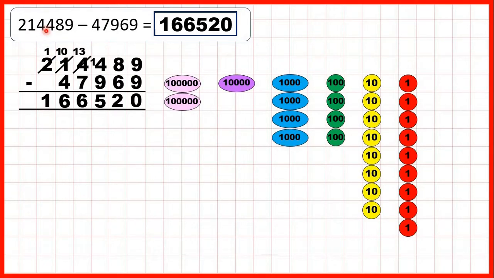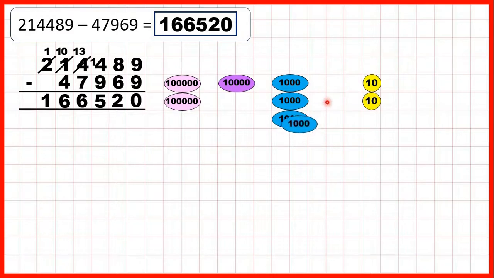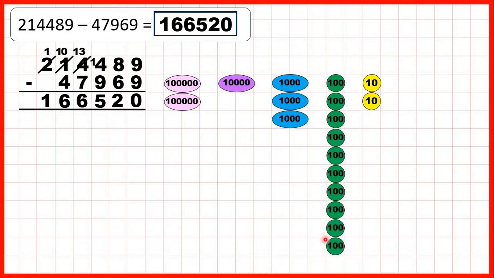Then we had 214,489. First, we subtracted all 9 of our ones to leave us with 0 ones in our answer. Then we subtracted 6 of our tens to leave us with 2 tens in our answer. But then we needed to take away 9 hundreds. We only have 4 hundreds, so again we're going to need to exchange. We can take away 1, 2, 3, 4, exchange, and then take away 5, 6, 7, 8, 9. So that leaves us with 5 hundreds.